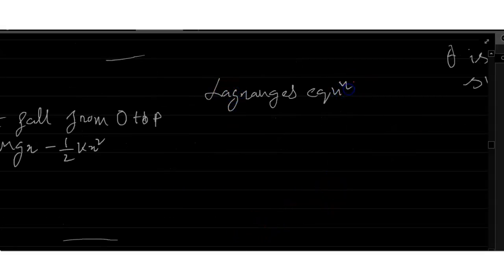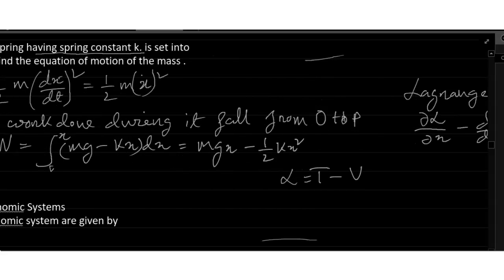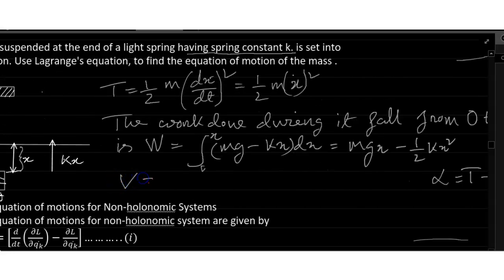Lagrange's equation: del L by del x minus d/dt of del L by del x dot equals 0. Now L is equal to T minus V, for potential, and work done V equals minus W. So it is half m x dot square minus mg x.